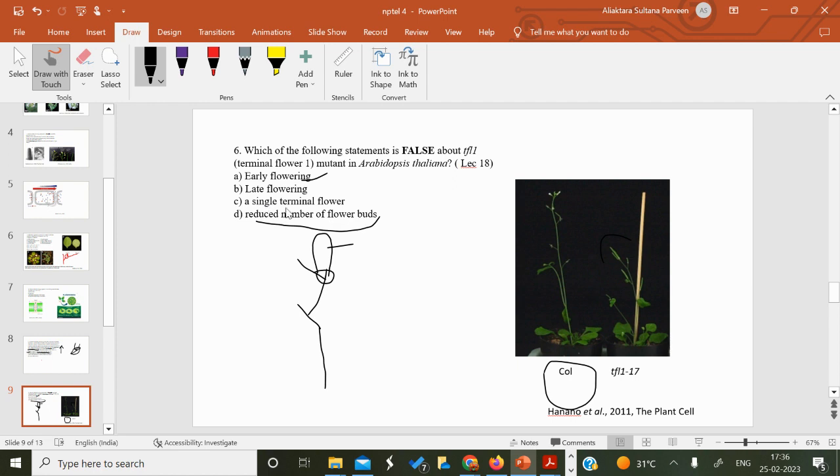As we can see, it could sometimes be a single terminal flower also, because it is giving rise to a single terminal flower, a reduced number of flower buds, and early flowering. So late flowering is something which cannot be the right answer.